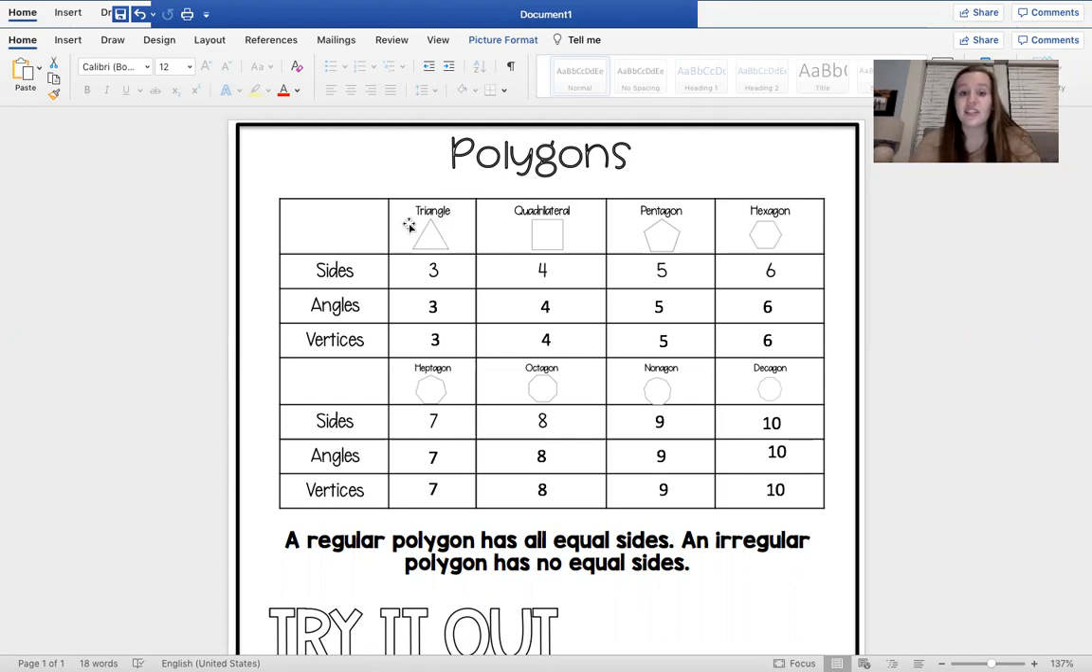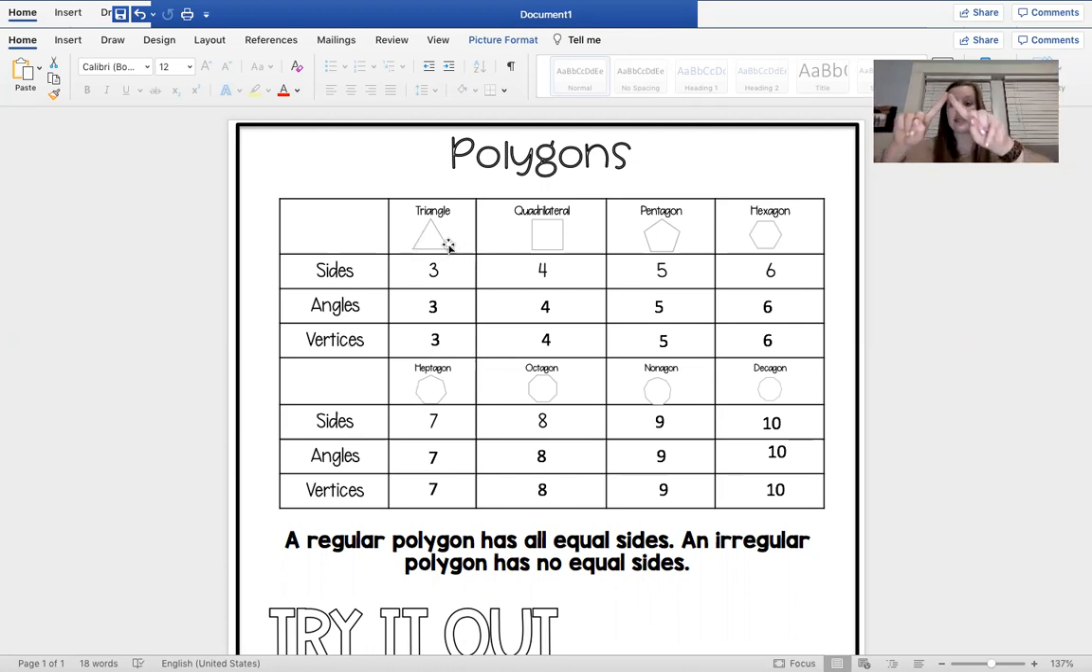Our first polygon is a triangle. A triangle has three sides, and if you look, the sides are the lines on the outside. That's how you count the sides. It has three angles. The angles are the measure of where two lines meet. And vertices, it also has three vertices, and that is where two lines actually meet.